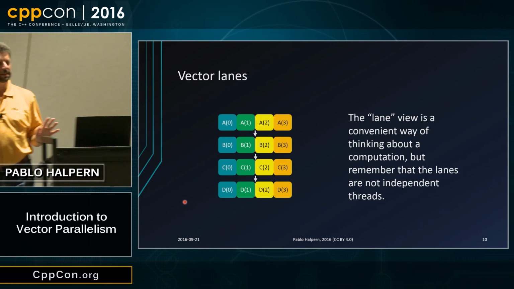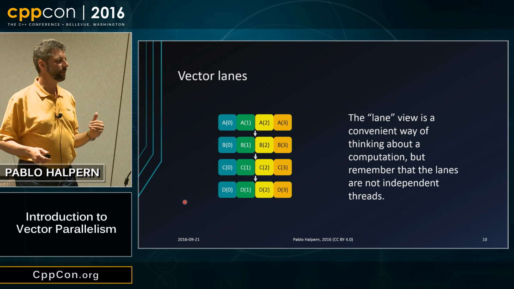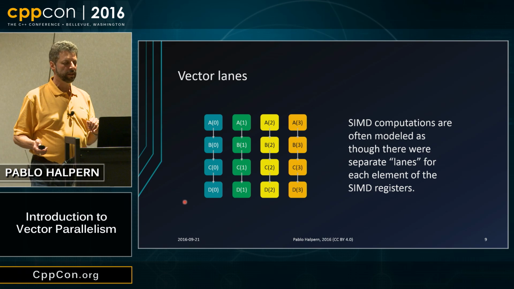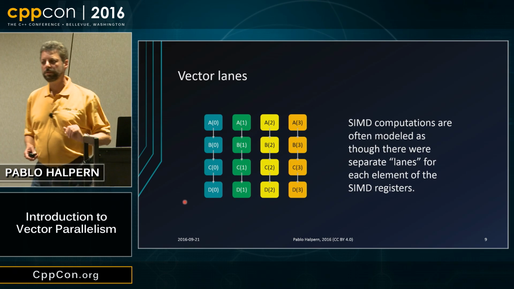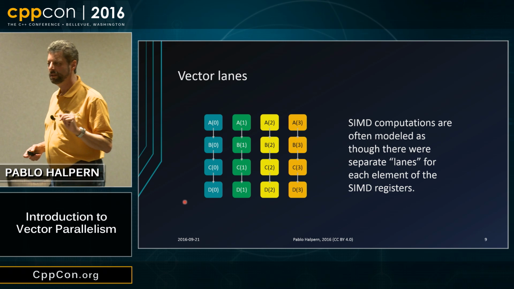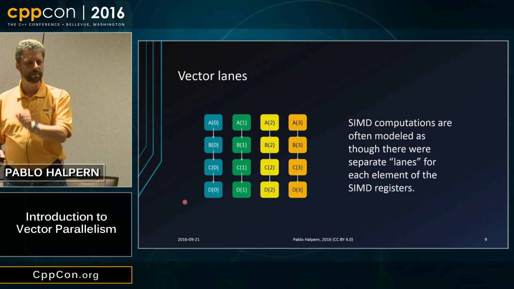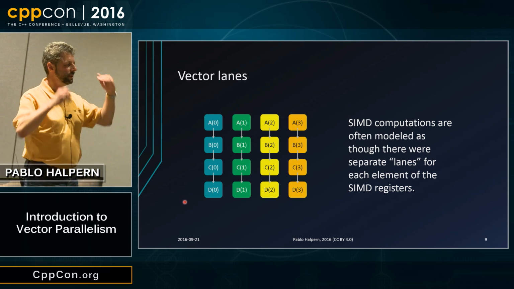What you have is SIMD registers, and you have these things happening in lockstep. And the most important thing that's different between the lane view and the real physical view is that this lane view can give you the misimpression that you can have independent computations going on, when in fact, they're not independent at all. They have to be in lockstep.